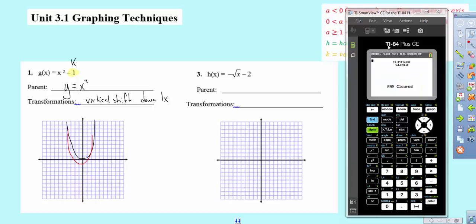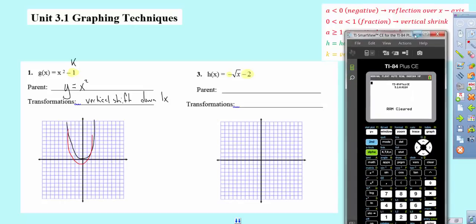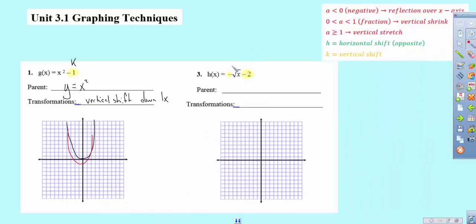I went and got a fancier calculator out so it would be a little more colorful. In this case, same deal. We take a look at this and I see two transformations: a negative out in front and a minus 2 on the end. According to our rules, that would be an a value out in front, and if something's on the end, out on the back, that would be my k value because it's not under the radical. So when we decide on our parent function, that's y equals the square root of x.